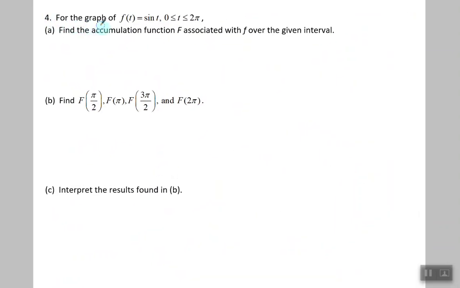Number 4, for the graph of f of t equals sine of t on the interval 0 to 2 pi. Part A, find the accumulation function capital F associated with f over the given interval. So capital F of x, our accumulation function, is represented by the definite integral from 0, the beginning of our interval, to some point along that interval, x, of the function sine of t dt.